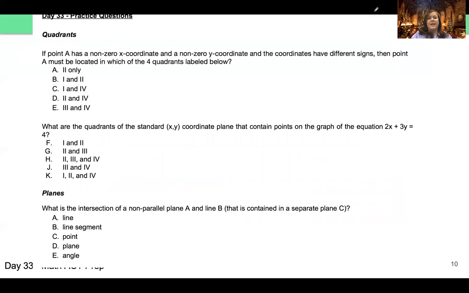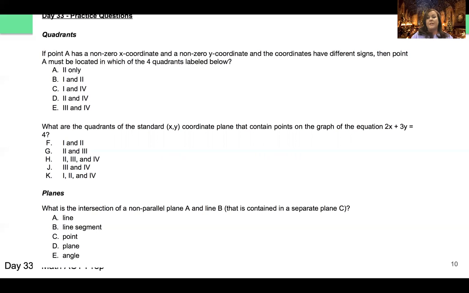So the first one says a point A has a non-zero x coordinate and a non-zero y coordinate, and the coordinates have different signs, then point A must be located in which of the 4 quadrants? All right, you're probably already going, huh? What does that mean? They're basically telling you that point A is not on the X or Y axis. A non-zero X coordinate means that it's not on the Y axis, and a non-zero Y coordinate means it's not on the X axis, okay? Because if it's on one of the axes, it's not in a quadrant.